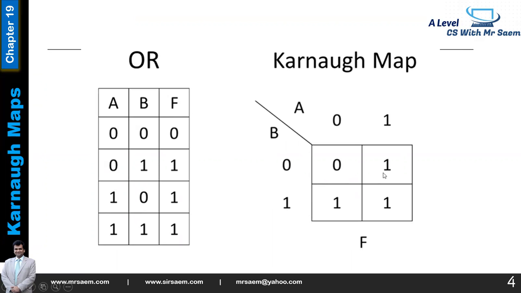When A is 0 and B is 0, the output is 0. When A is 0 and B is 1, in the second option, as you can see, the output is 1. When A is 1 and B is 0, the output is 1. And when B is 1 and A is 1, the output is 1. So you can see over here this is how a Karnaugh map for the OR gate has been established.